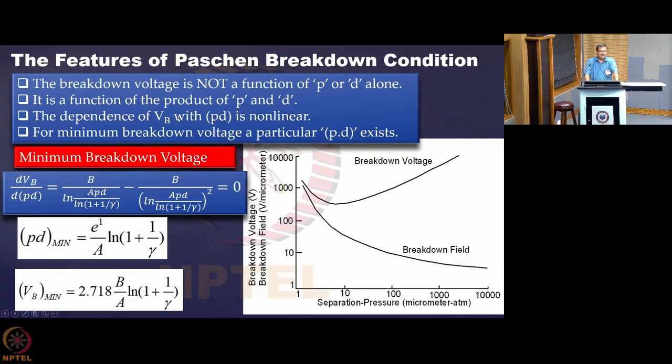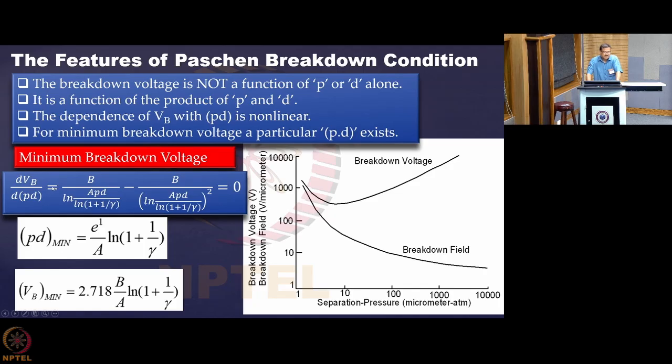The dependence of VB as a function of PD is plotted over here, and it is giving a relationship of this kind. So this is VB as a function of PD, and you are seeing that at a certain PD you are getting a minimum in the breakdown voltage. So how to find out the minimum? You are masters in doing that. You just take a derivative of VB as a function of PD and equate it to 0, and that will give you the condition for PD minimum.